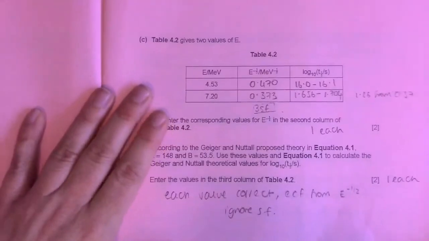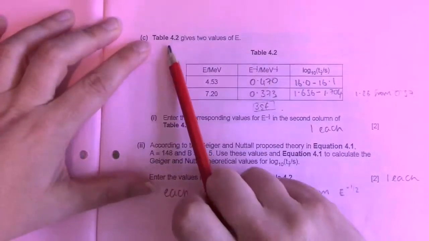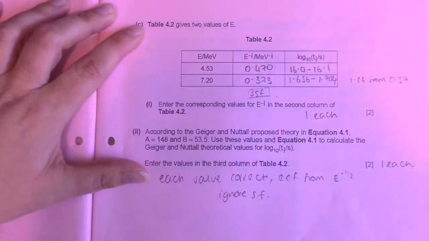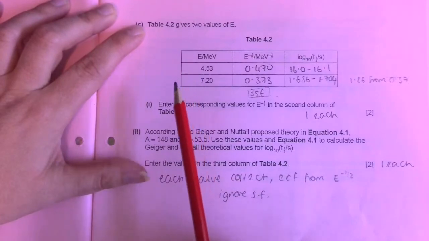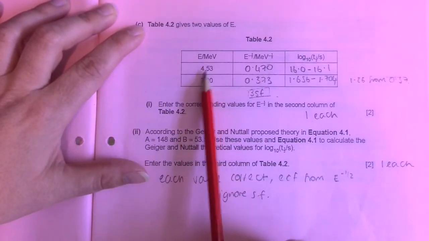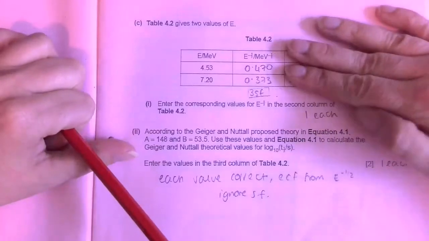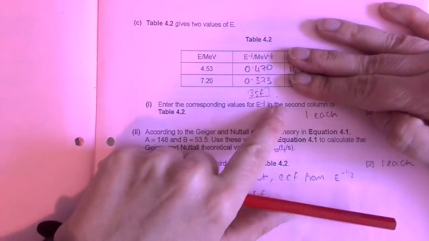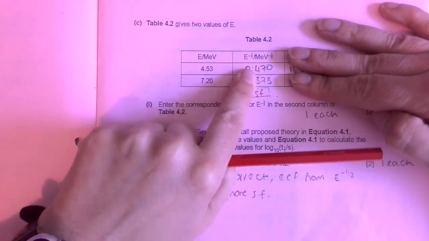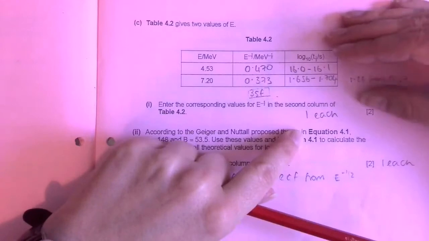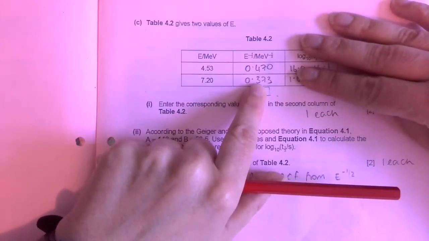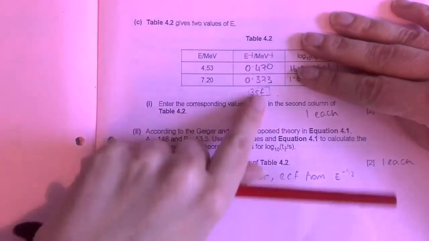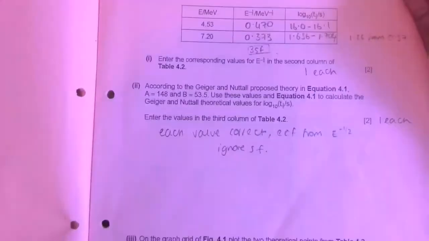Part C. Right, this little table here, let me get that graph out of my way. This little table here gives you 2 values for E. For part 1, ignore this bit for now. Enter the corresponding values for E to the minus a half in the second column. So that is just typing that into the power of minus a half, and it gets you this. There's 2 marks here, 1 each. They must be to 3 significant figures, to match the table previously. If they're not, you don't get them even if they're technically right.